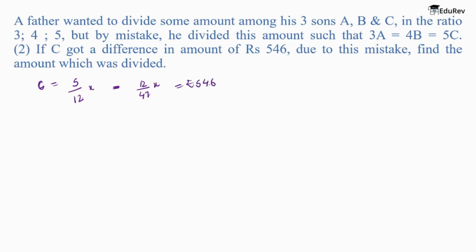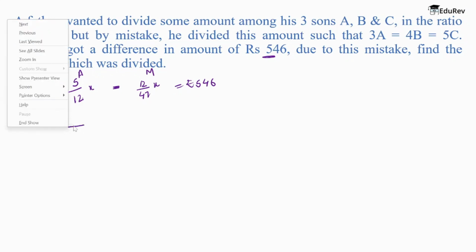Now they say the difference between the actual and by mistake is rupees 546. This was the actual ratio we calculated. This is the ratio by mistake and this is the difference you have been given. So actual minus the mistake gives us the difference. Right, now when you calculate it, you take the LCM, right?